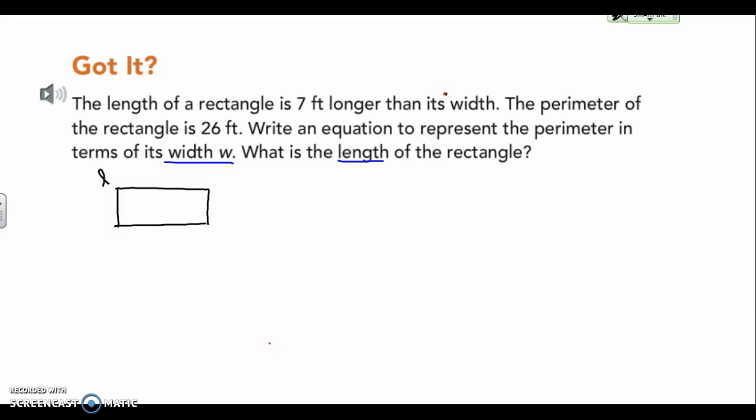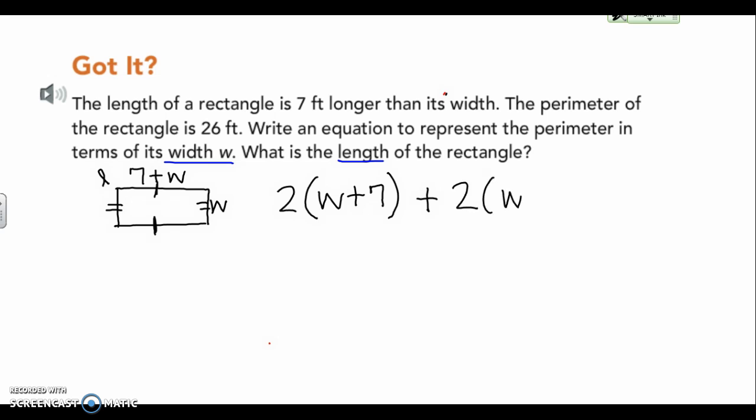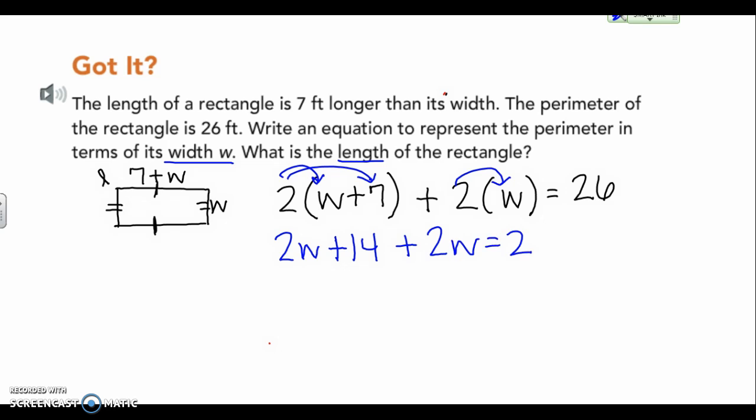We know that the length of our rectangle, which is the longest side, is 7 feet longer than its width. So that's 7 plus W, or W plus 7. The other side is the width of our rectangle. These dimensions together equal 26 feet. Since I have two sides that are lengths, that will be 2 times (W plus 7), plus I have two widths, so that would be 2 times W. Together, this equals 26. I'm going to begin by using my distributive property. 2 times W is 2W, plus 2 times 7 is 14, plus 2 times W is 2W equals 26.